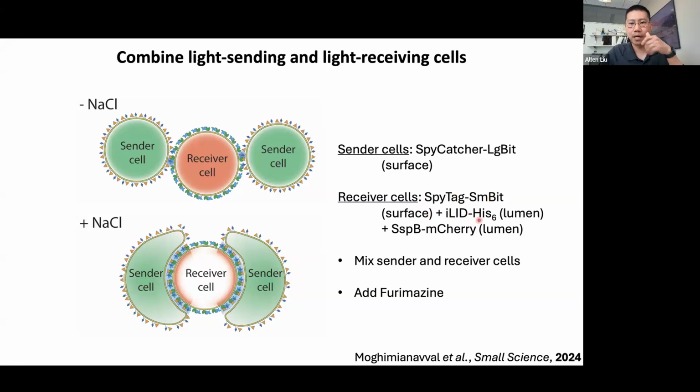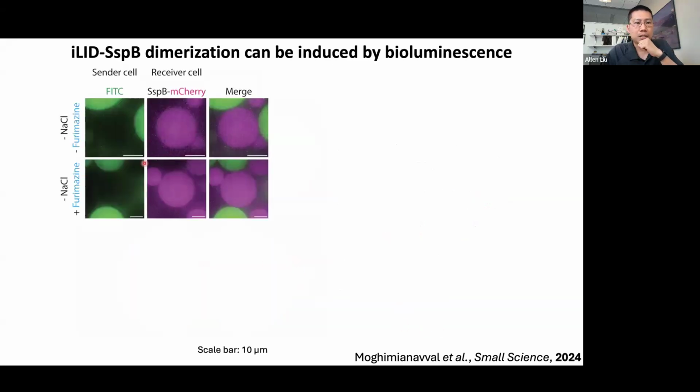And then with the eyelid and the lumen, and also SSPB and the lumen. Now this eyelid will bind to the membrane. And then we mix these two, and then we add fluorescein as a substrate to generate light, and then see what happens. So these are the negative controls, right?